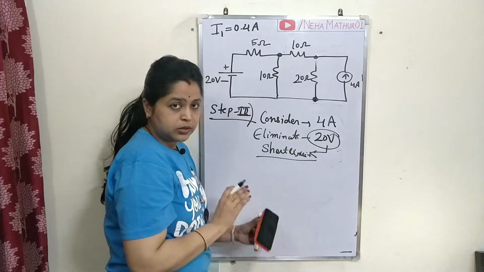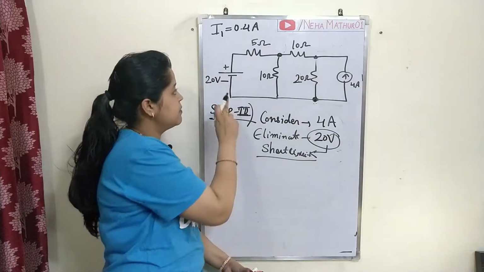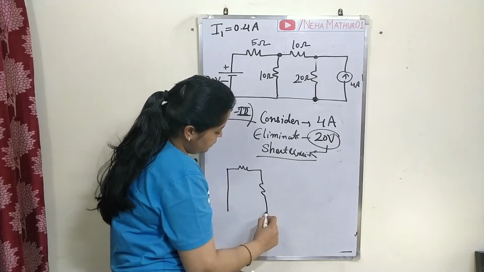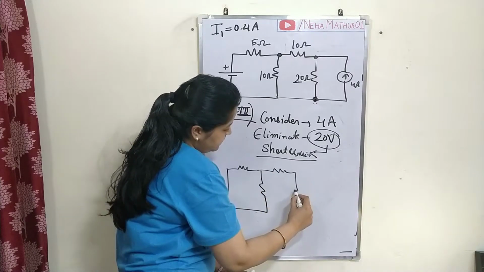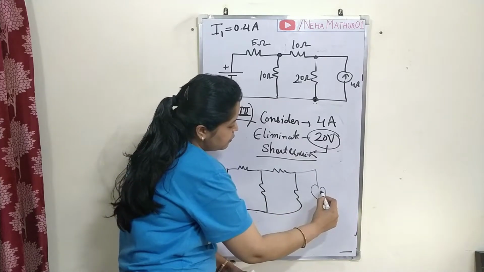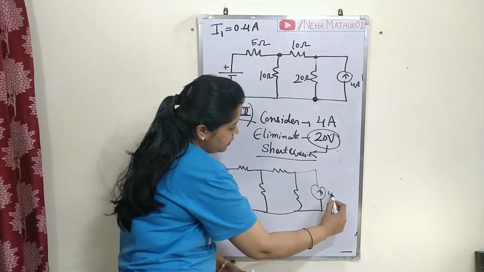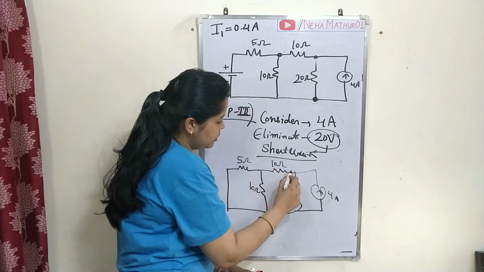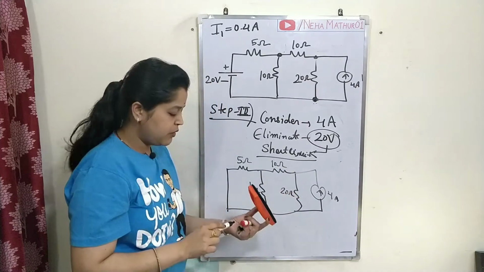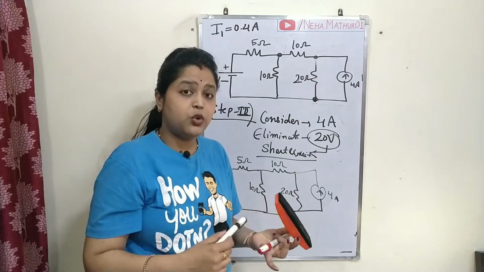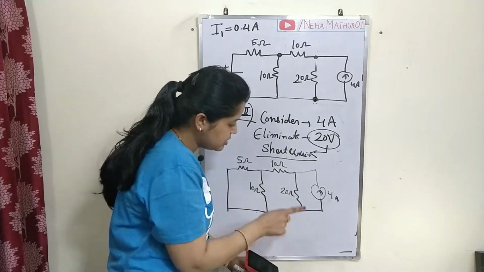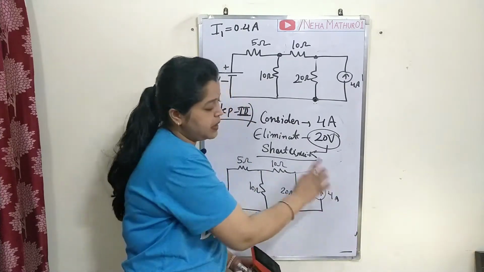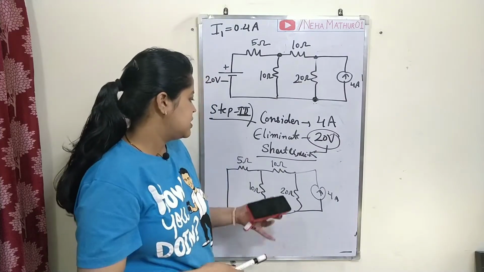Fine. So the modified circuit will be, just make it a short circuit, and the modified circuit will look like, you will have to consider that 4 ampere, this is your 5 ohm, 10 ohm, 10 ohm, 20 ohm. So this is your modified circuit, but again the task is that you will have to find the current across this 20 ohm resistance, but because of this 4 ampere current source. So just find the current.